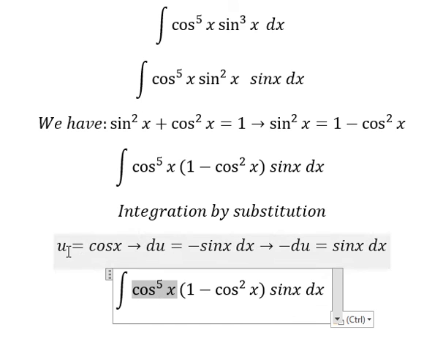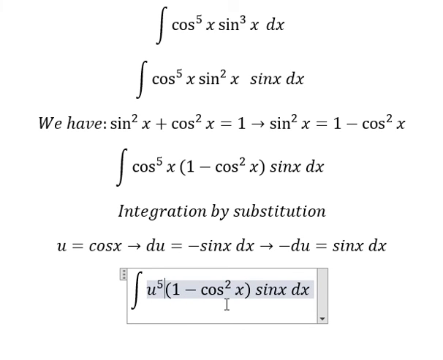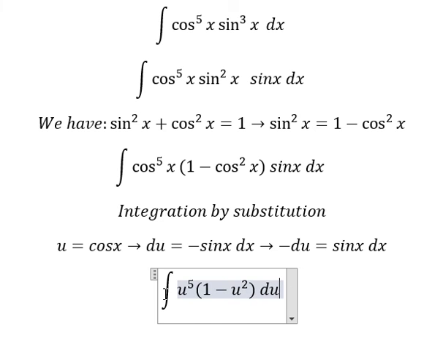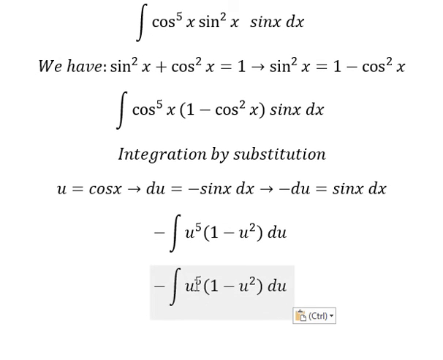So this one we change by u, and we have u to the power of 5. This one that is about u squared. Sine x dx we change by negative du. So this one multiply by number 1 and u squared in here.